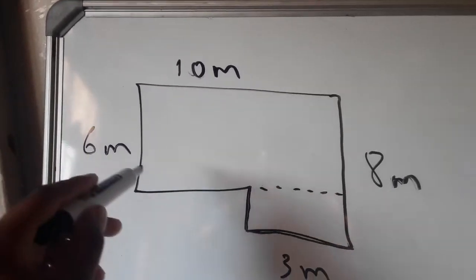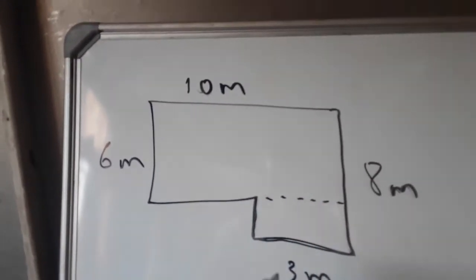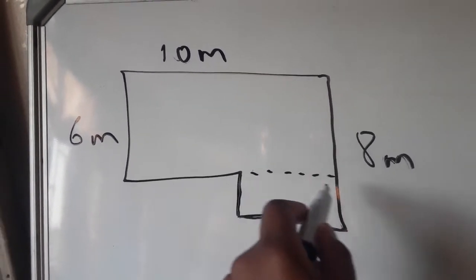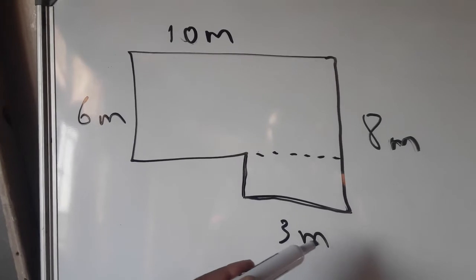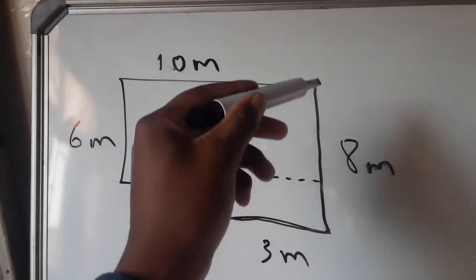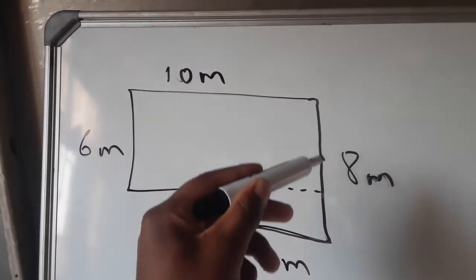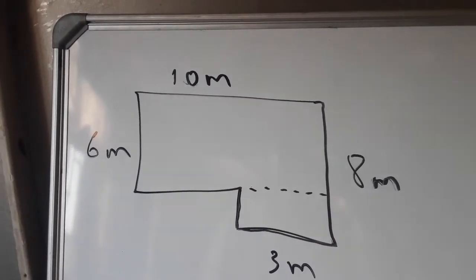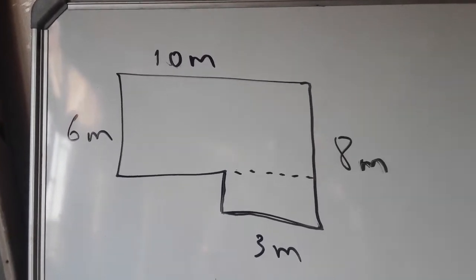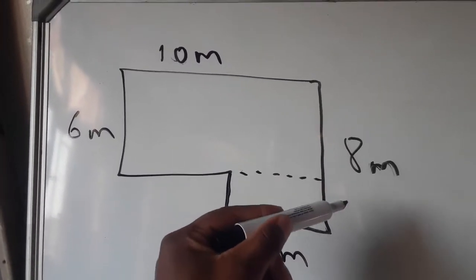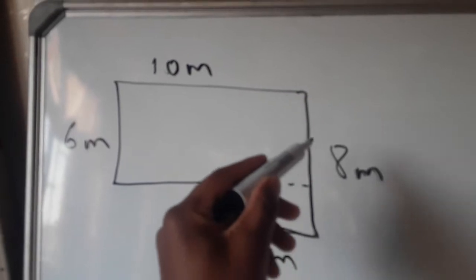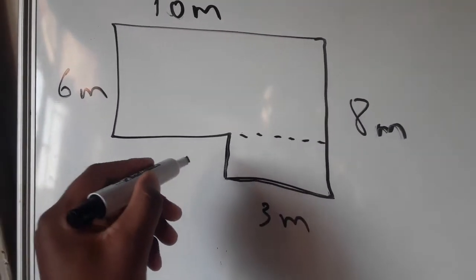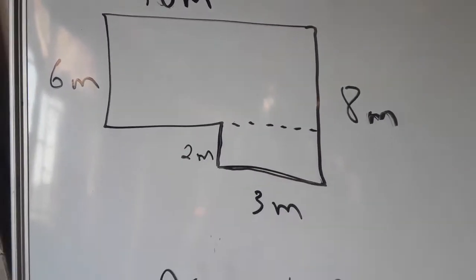But then we want the area of the entire floor. So we have this part, this area, that we haven't calculated. We have 3 meters here. This side we have 8 meters. Right, so if all of this side is 8 meters, and from here to here it's 6 meters, which means from here to here it's 2 meters. So we'll have 2 meters here.